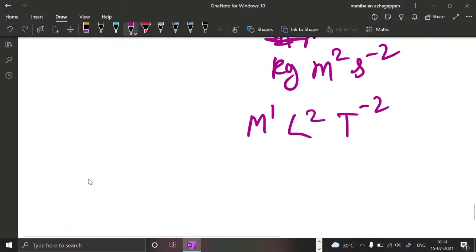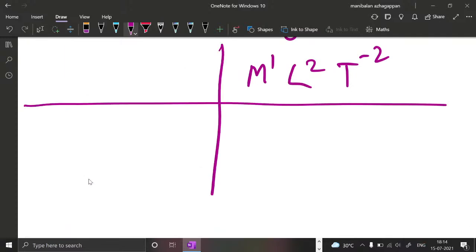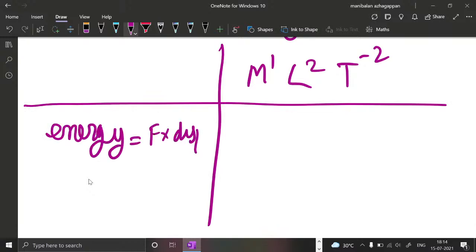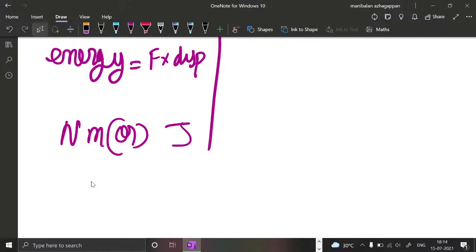Okay, the next one, energy, I am going to do it. Okay, this side will be the energy. The energy unit, there are a lot of units, will be taken as the joules. Energy is equal to force into displacement for linear motion. Force is Newton, displacement is meter, or we can call both together as the joules.